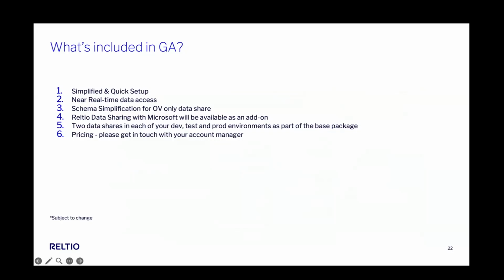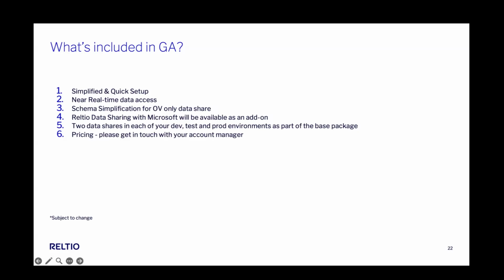Cool. Move on. Okay, let me cover what's included in GA and what features you can expect. First of all, I spoke about a simplified and quick setup, both at Reltio's end and at Fabric's end: one-click setup to generate the share, and one-click setup to accept the share. The data would be near real-time. So any events or updates happening to entities or any kind of data objects in Reltio would be reflected in your Microsoft Fabric account in near real time.